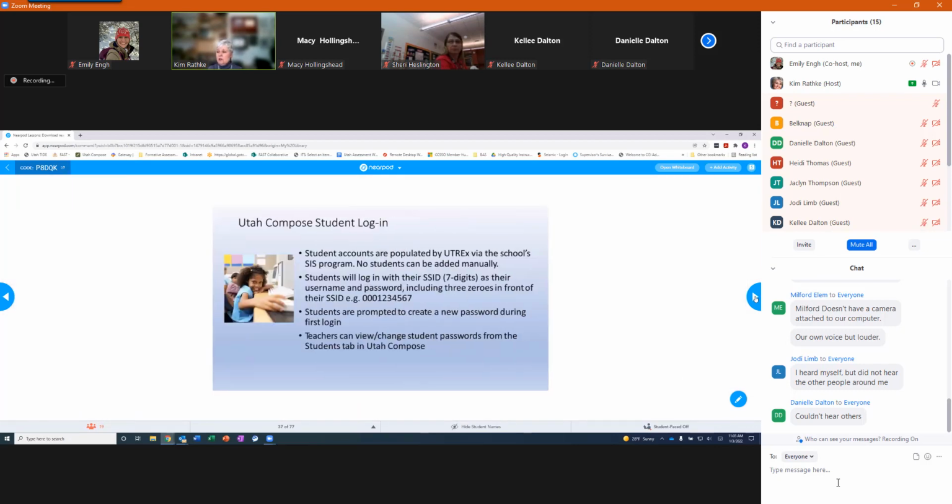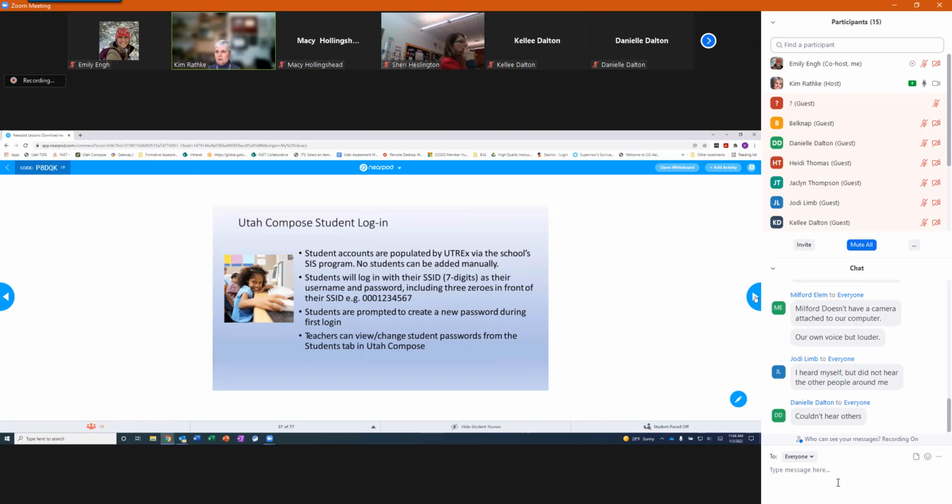Now students, just so you know, students' accounts are populated by UTREX, which is the data exchange that comes from your school's SIS program. You cannot add students manually to Utah Compose. They always will log in with their SSID, their state student ID number, which is 7 digits, as their username and password with 3 digits in front of it. And for those of you who teach 3rd grade and think that's a lot of numbers, it's the exact same length as a phone number. So teach it to them with a phone number.